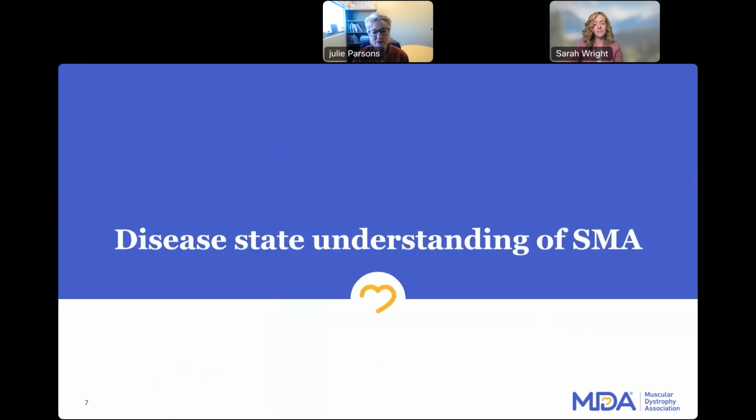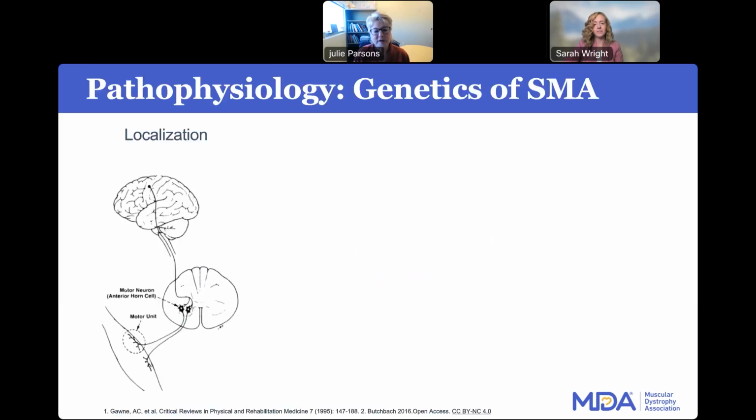So first, let's look at the disease state so that we understand spinal muscular atrophy. Next slide. Spinal muscular atrophy is a disorder of the anterior horn cells, the motor nerves. It's a motor neuronopathy. These cell bodies live in the ventral aspect of the spinal cord. These are the same cells that are involved with diseases such as poliomyelitis or ALS.